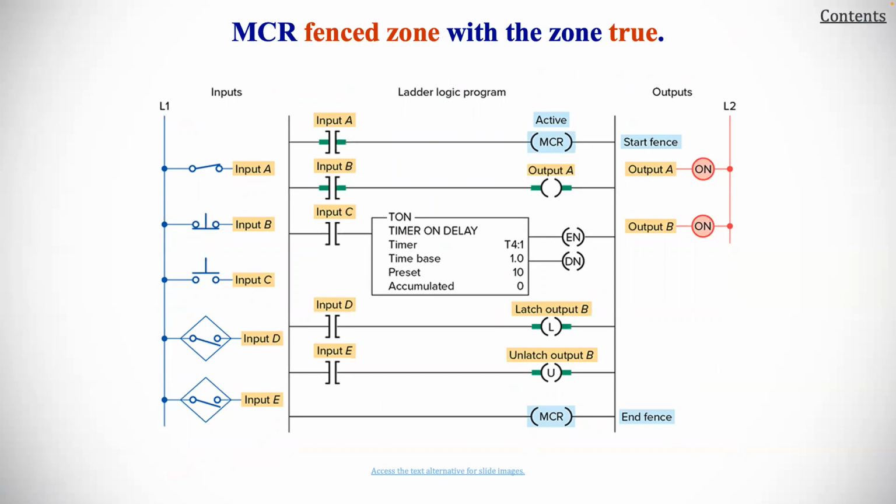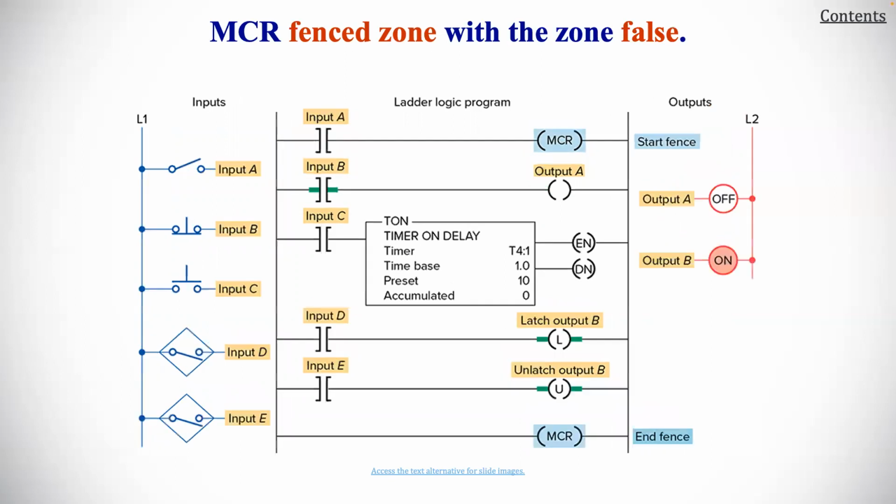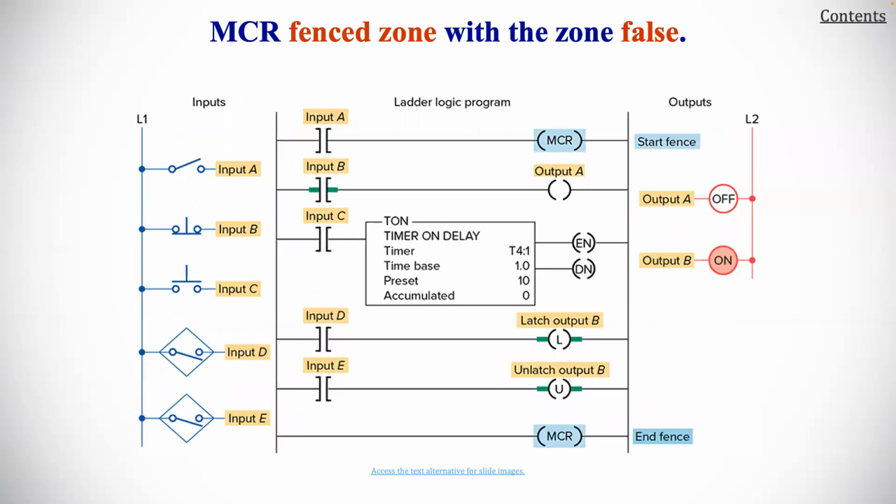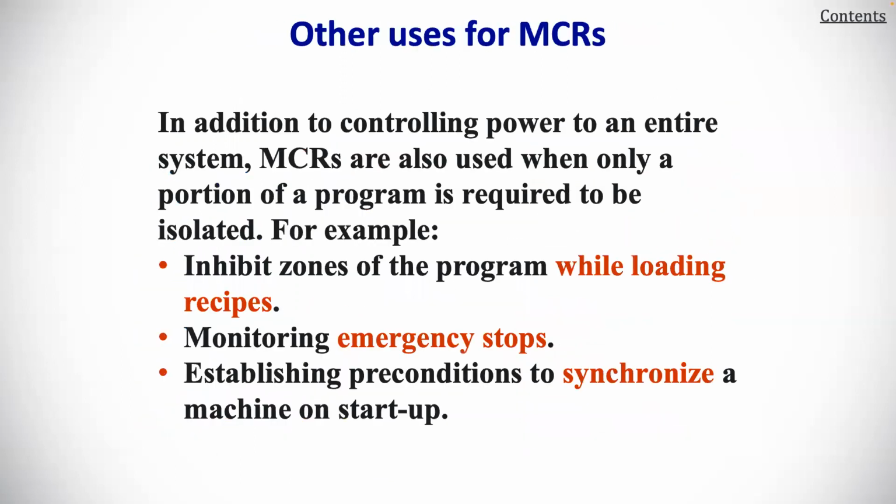Here we have an MCR fence zone with the zone true. So this is where we can start to get a little bit more precision on how we go about doing this MCR. Here we have an MCR fence zone with the zone false. So we have true, false. You can go back and compare those two.